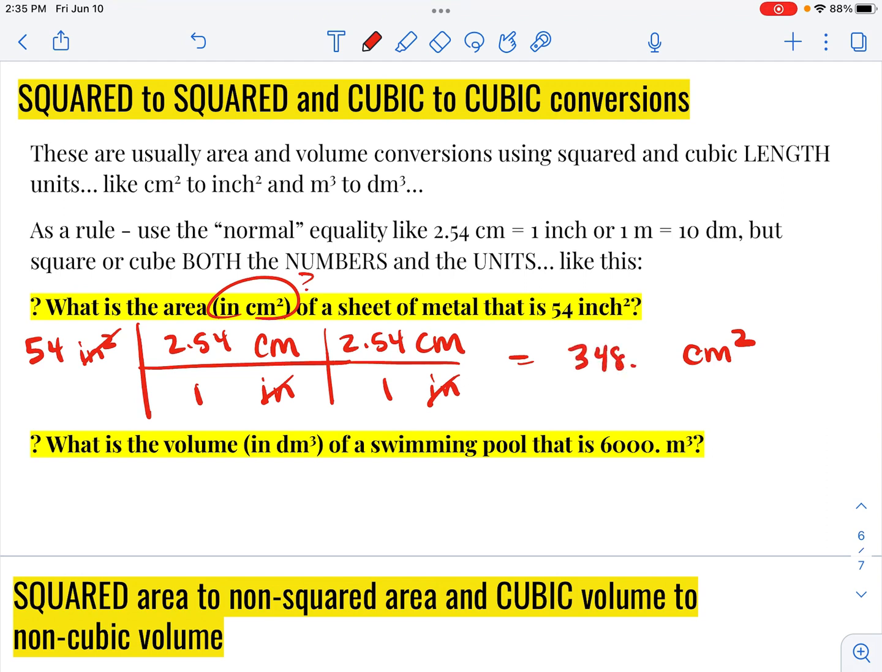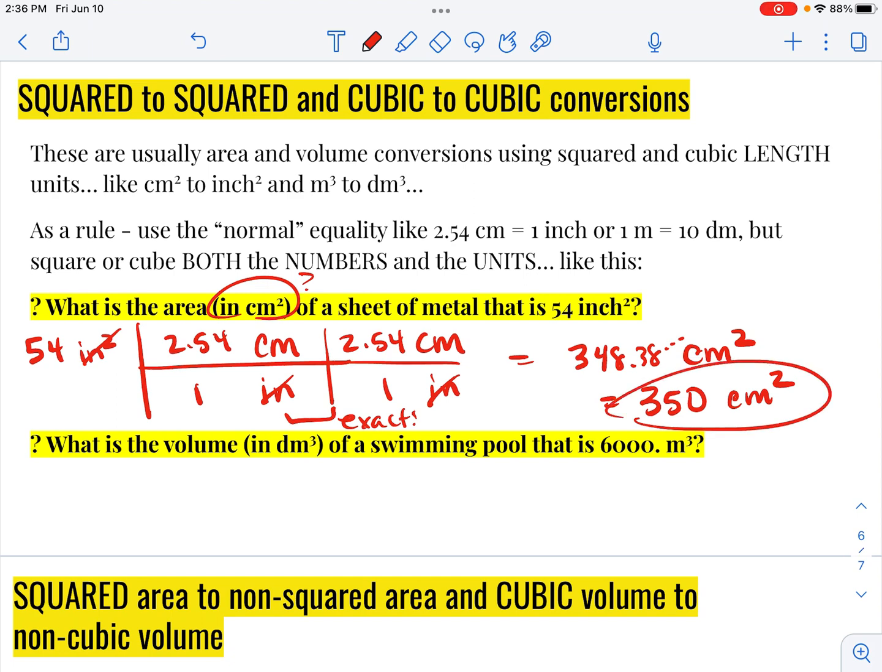So this would be 348.38, a bunch of numbers. My conversion, this is actually an exact conversion. So that's unusual. It has unlimited sig figs in metric to English. That's unusual. This is the only one. But my given has 2, so I'm going to make that 2. So that would be 350 square centimeters.